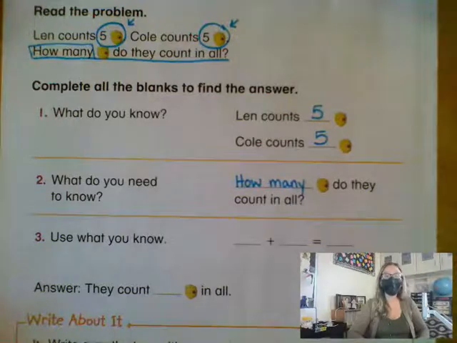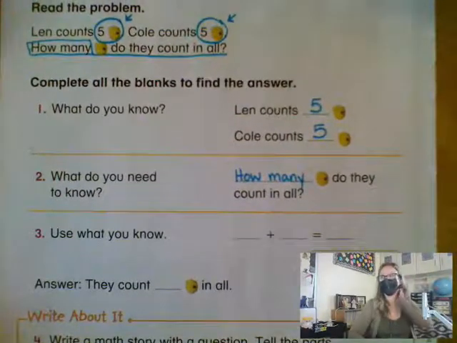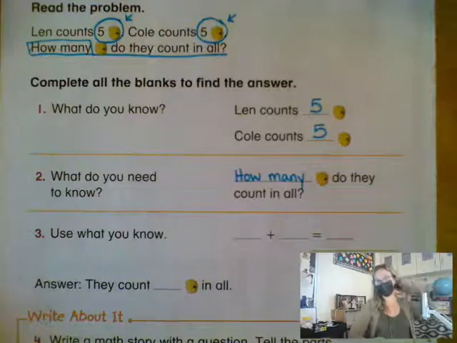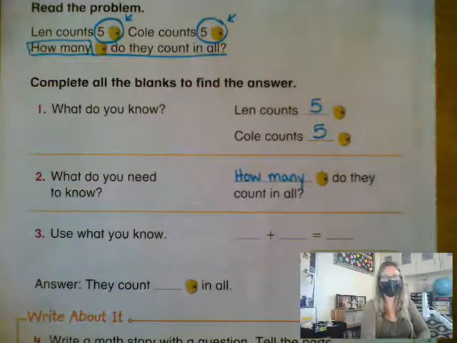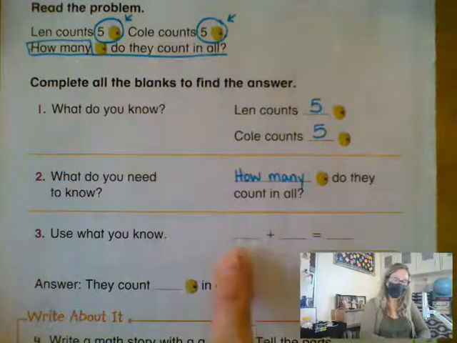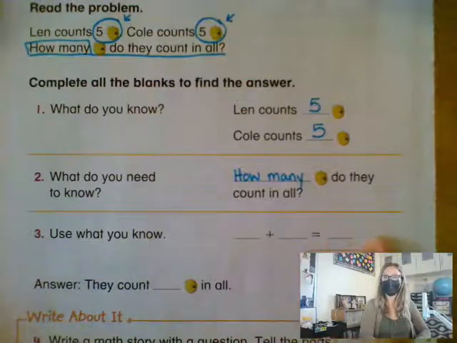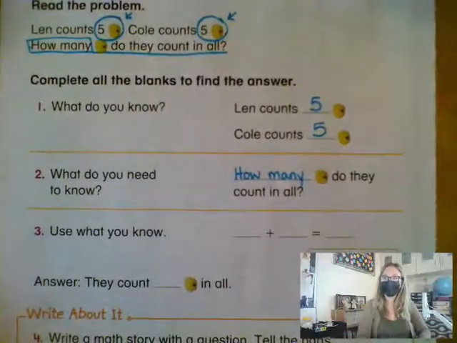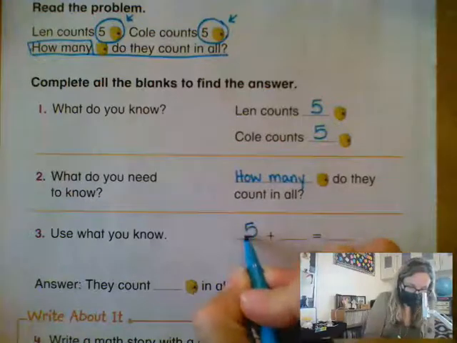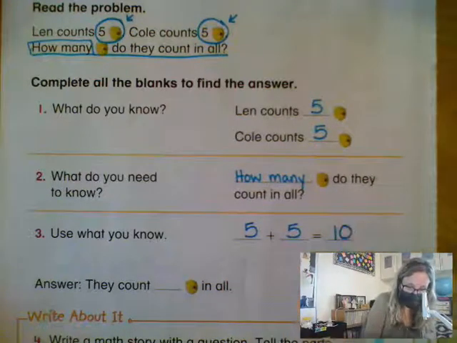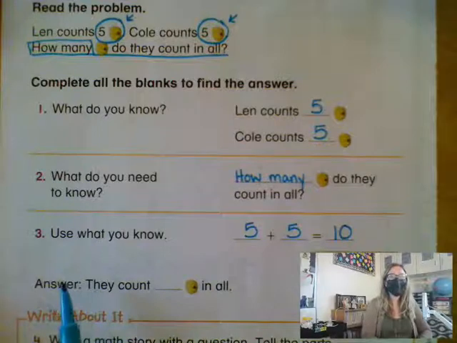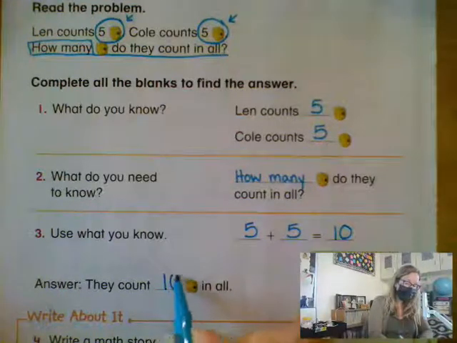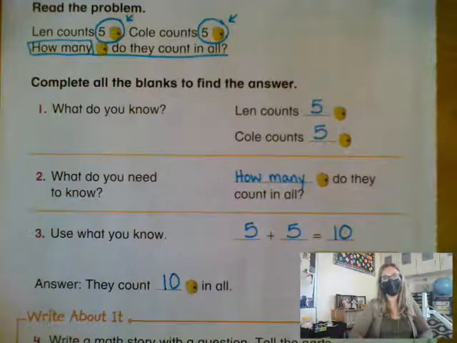And now we're going to use what we know. Johnny, we've got Len counts 5, Cole counts 5. We want to know how many in all. Can you come up with an addition equation or a number sentence that could solve how many in all? 5 plus 5 equals 10. Excellent. 5 plus 5 is a doubles fact. How many of you have been practicing your doubles facts? Excellent. So the answer is they count 10 bees nests in all.